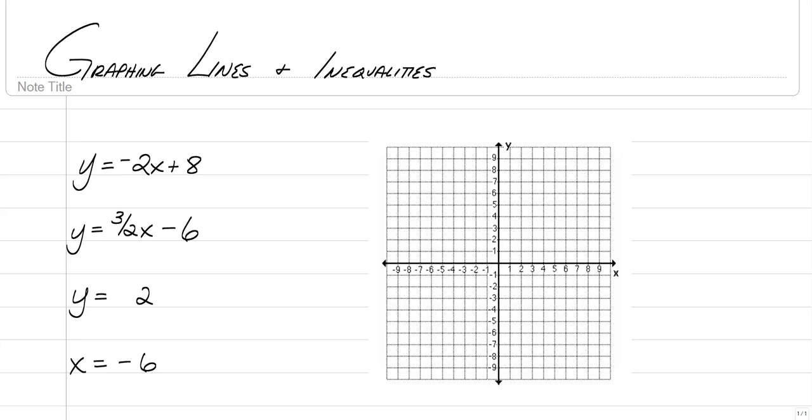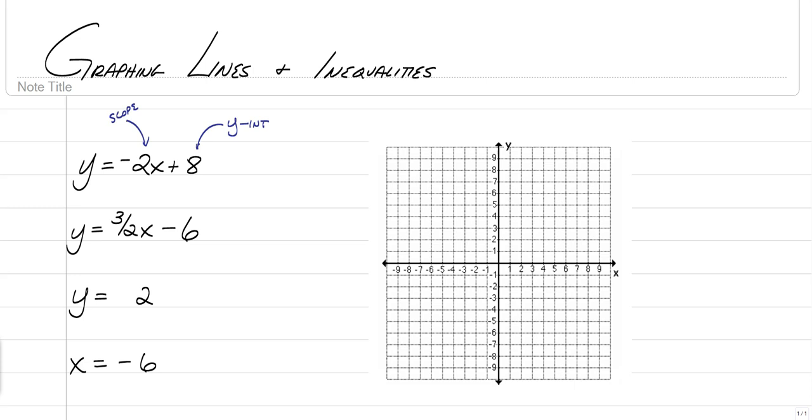This is a video on how you graph lines and inequalities. So again, back in the day you learned how to graph some lines, and it was usually in the form of y equals mx plus b, which is your slope and intercept form. The b is your y-intercept, which means you start on the y-axis, and then your -2 in this case is your slope. That's how far you rise or run and all of that fun stuff.